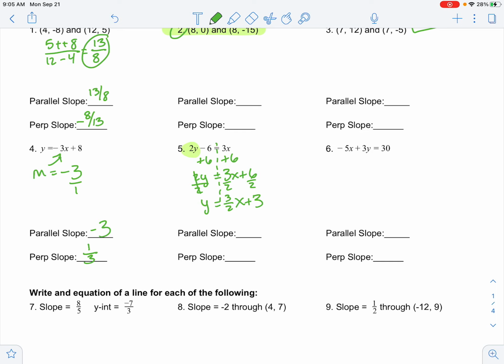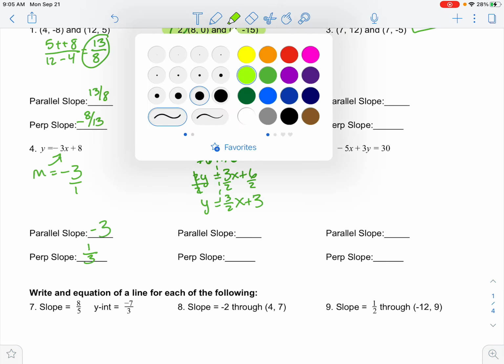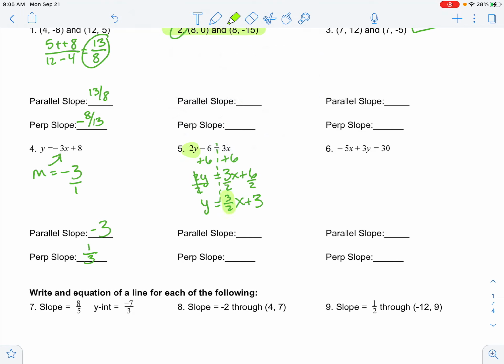Make sure you leave slope as a fraction, okay? So the number in front of x is our slope. So this guy's our slope. So my parallel slope would be the exact same. My perpendicular slope, I flip it and change the sign. Okay? You guys try number 6.